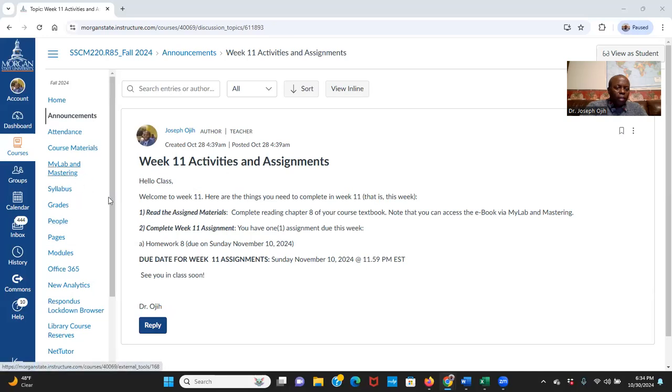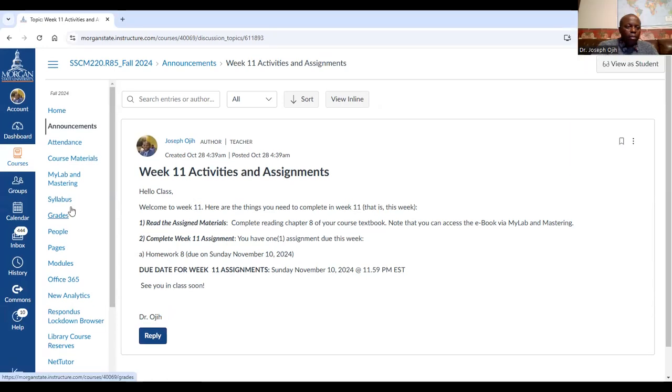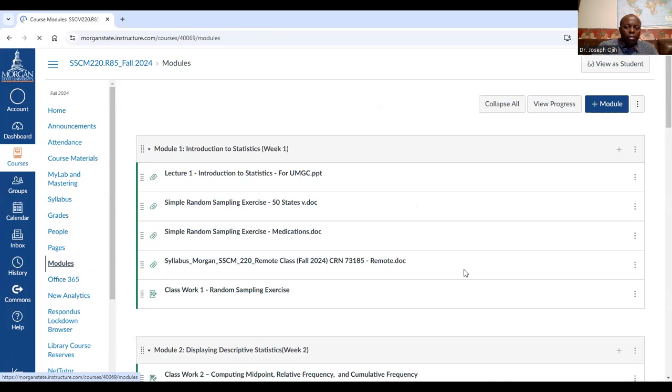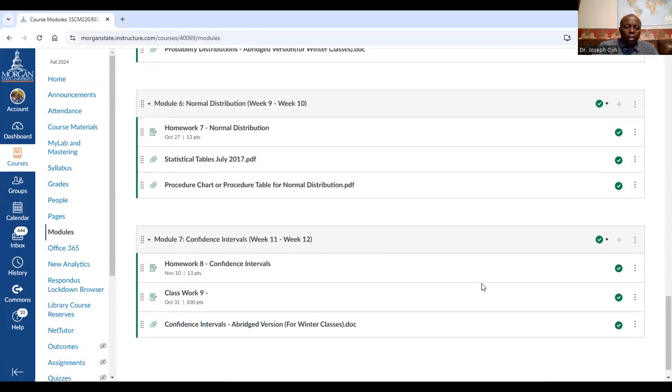Of course, you know that you can access this assignment by going to the modules and then scrolling down all the way to the week. This topic lasts from week 11 to week 12, and it's called confidence interval. So let us begin.